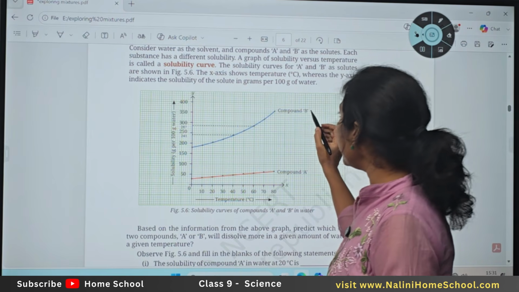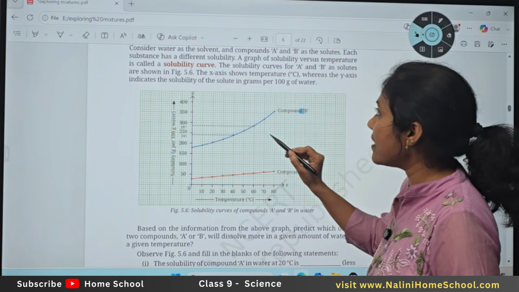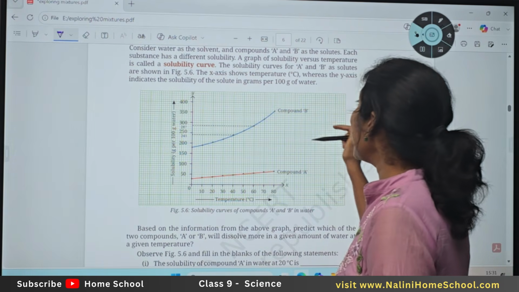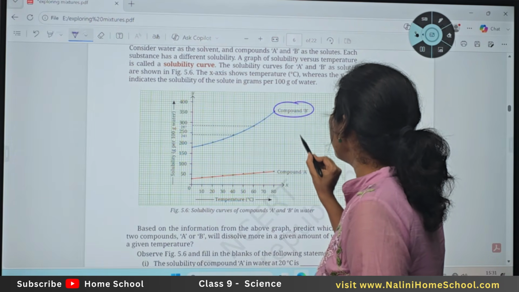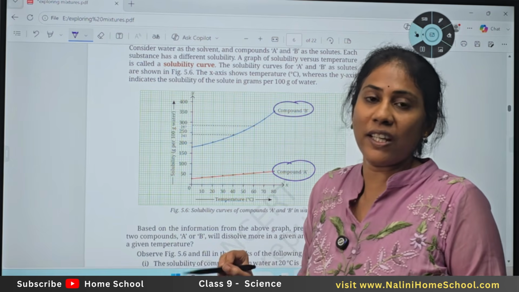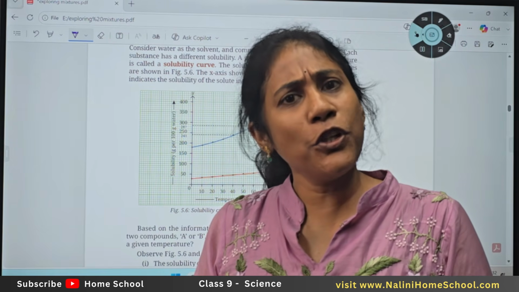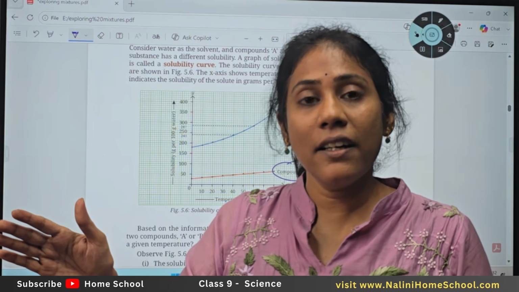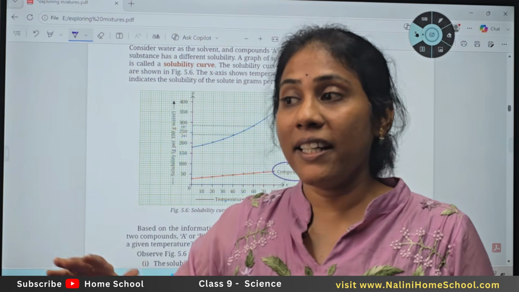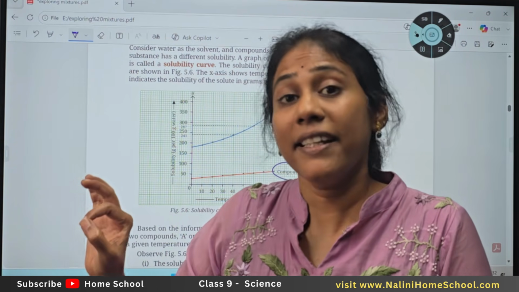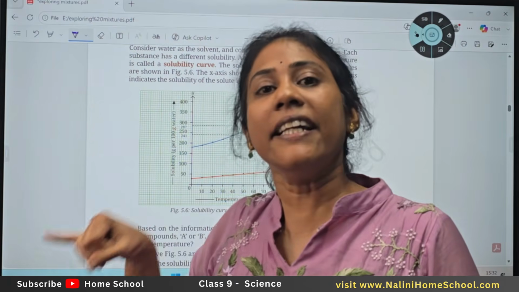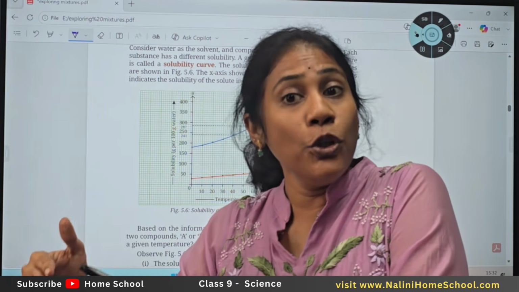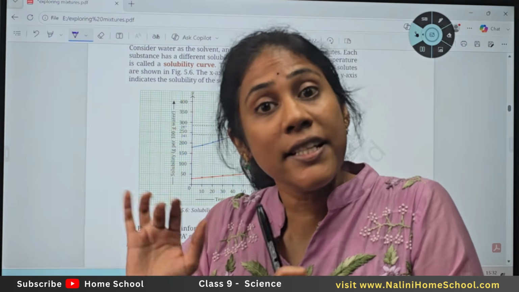Okay, so there are two compounds here. We are studying the solubility of two compounds. Here we are comparing two different solutes, because different solutes will behave differently. Say salt getting dissolved into water as temperature increases is different from sugar getting dissolved into water as temperature increases. So different solutes' dissolution is also different.